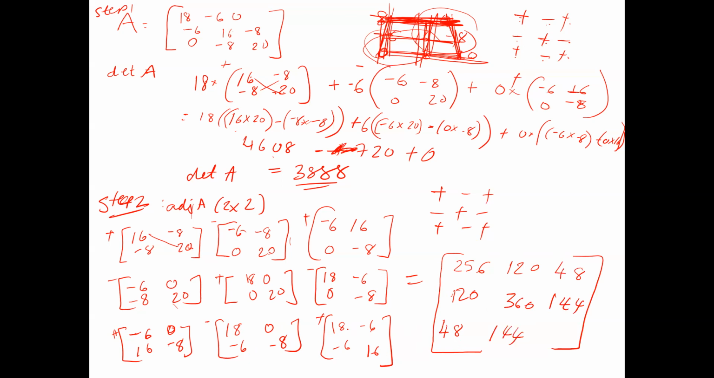Okay, and then on here 18 times 16, okay, minus 6 times minus 6 is obviously positive 36, then 252. 252, okay?